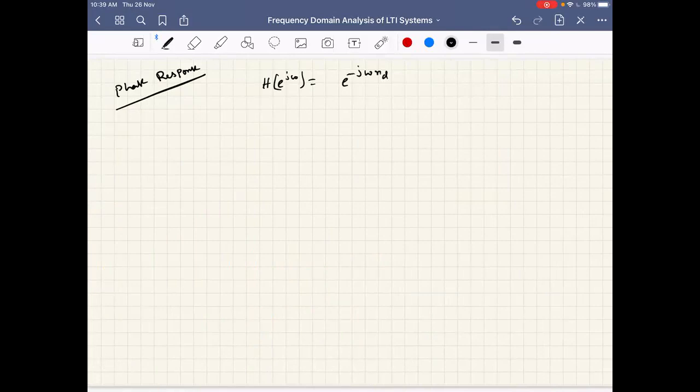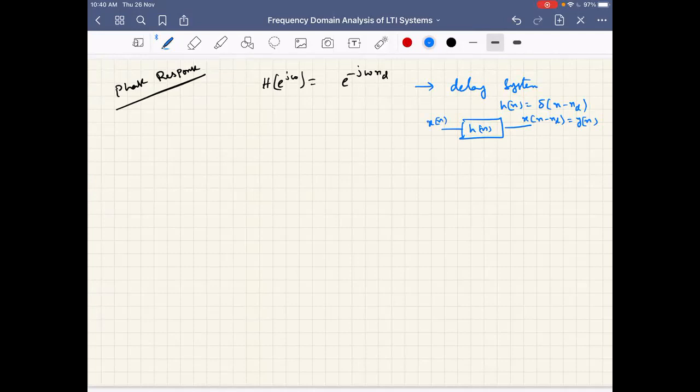Have you seen this system any time before? This is the delay system. Because in the time domain, h of n is equal to delta of n minus nd. It delays the input signal. If you take any input signal x of n and give it to this system, the output you get is x of n minus nd. So this is referred to as the delay system. Now let us understand what phase response is and then apply it to the all pass systems.